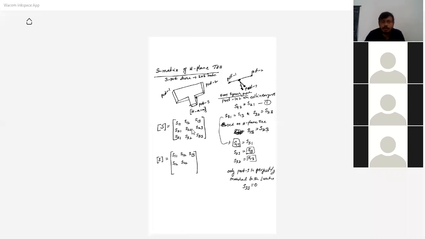So what about S23? Now see here, S23 is also S13, based on the symmetry property. What is S31? S31 is also S13, based on the symmetry property. What is S32? S32 is also S13. What is S33? S33 is 0, because port 3 is perfectly matched to the junction, perfectly coupled to the junction.